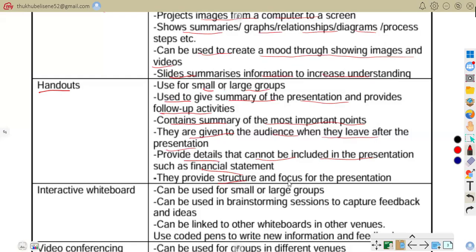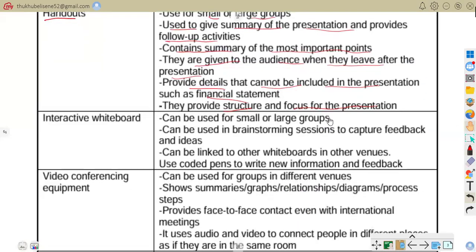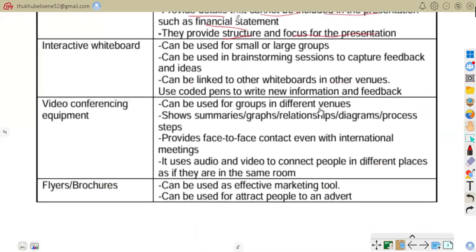They provide structure and focus for the presentation. So meaning to say they help the audience follow the presentation in order. That is that.